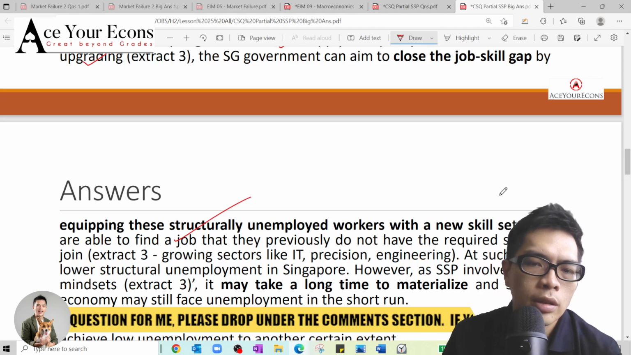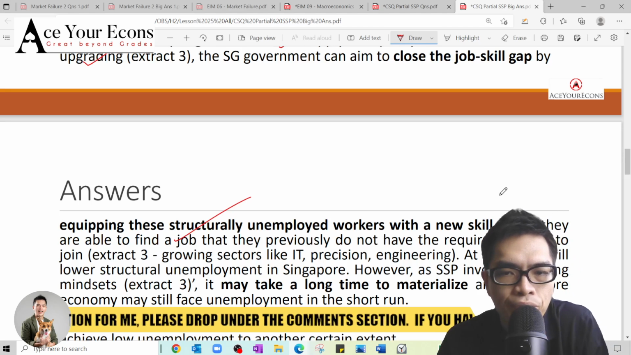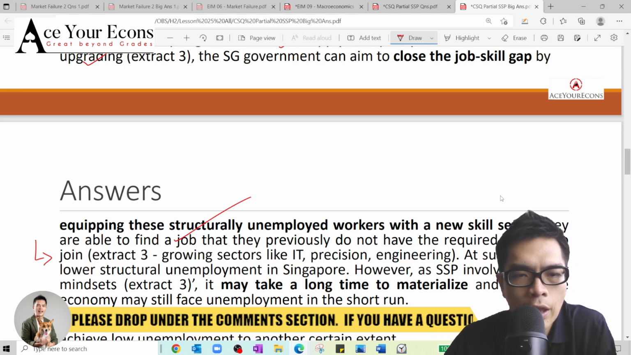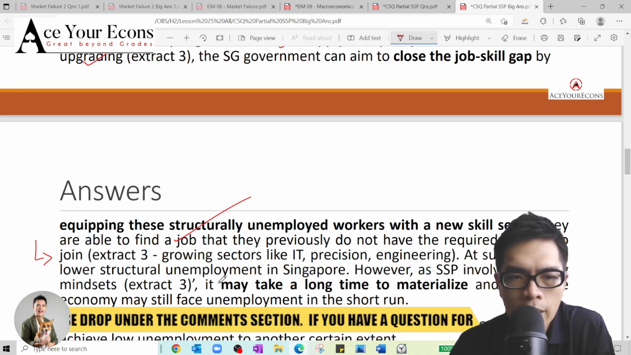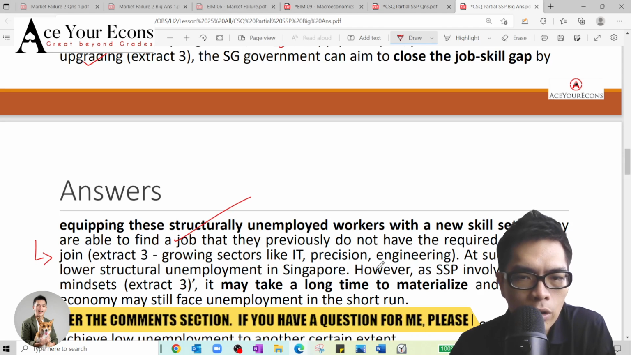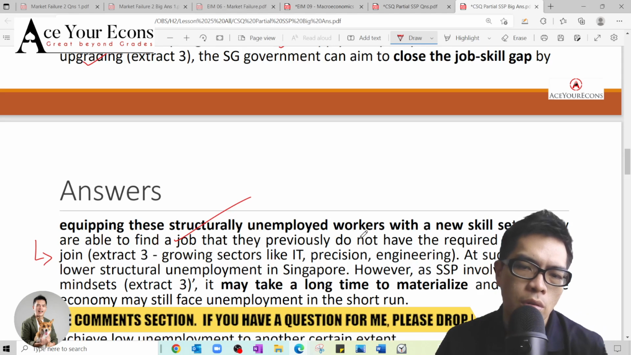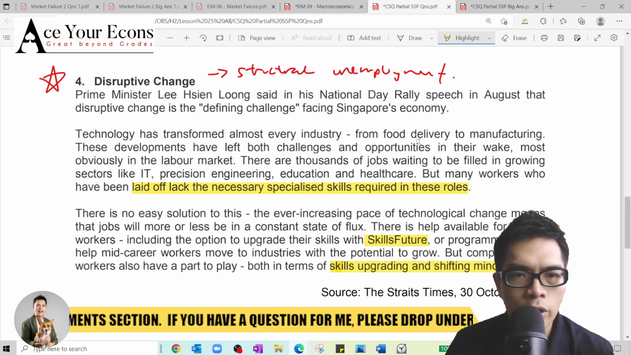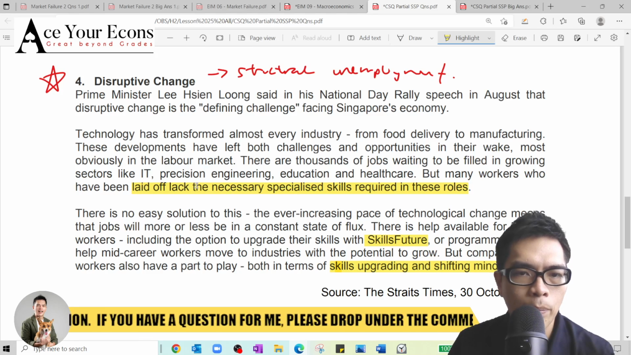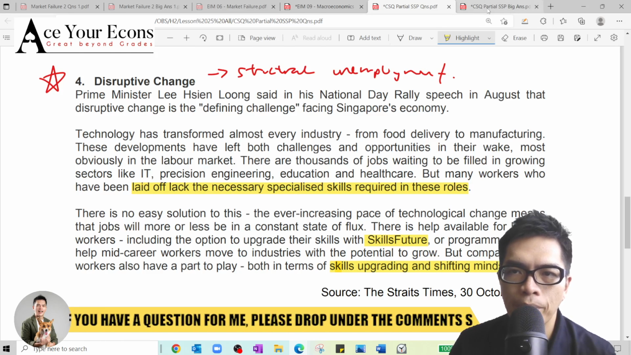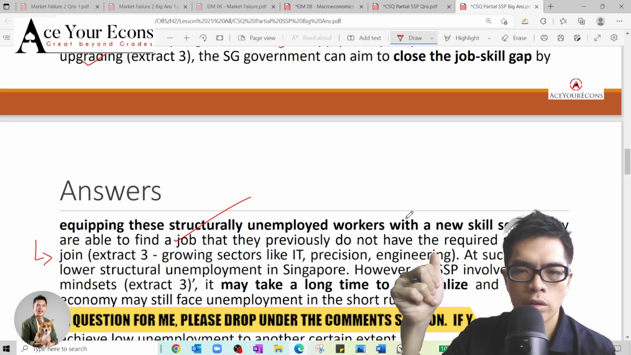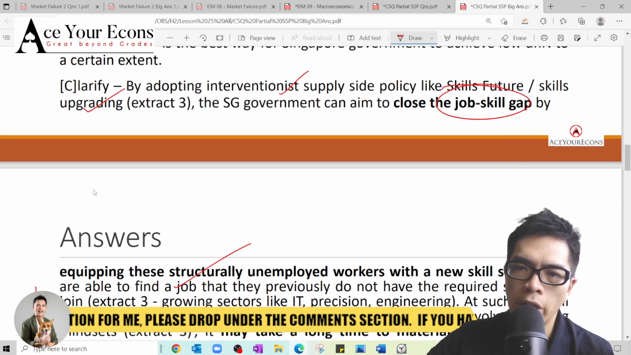such that workers will acquire a new skill set. You can potentially relate to case materials that you've seen in the extract, that there are growing sectors, but they are not fulfilled by people without the correct skill set. I believe PM Lee also mentioned something more: there are thousands of jobs to be filled, but people lack the skill set to join them. So make sure you address this job skill mismatch. Very important.